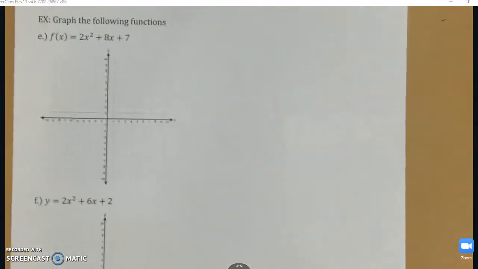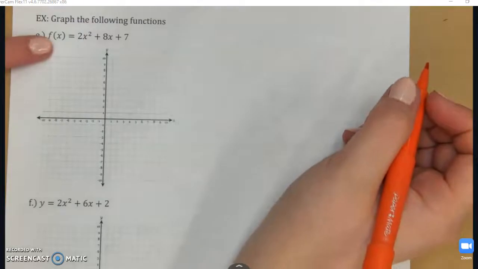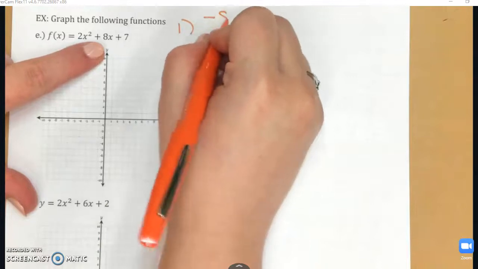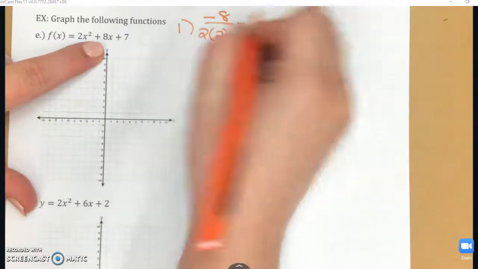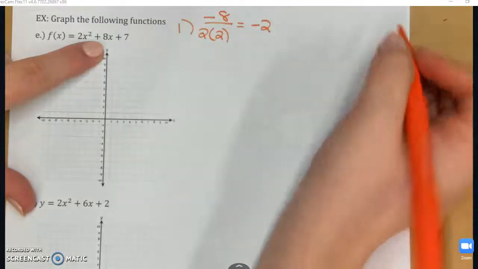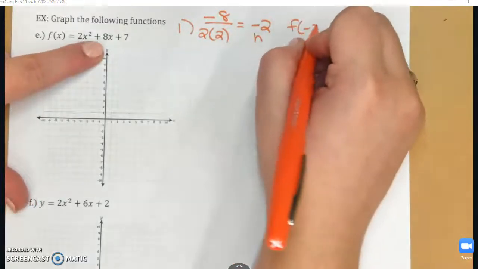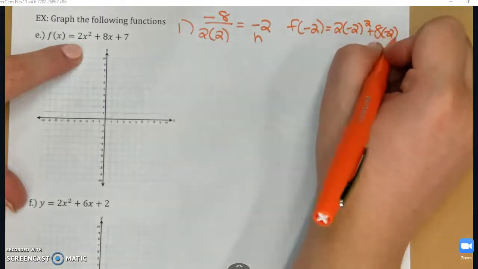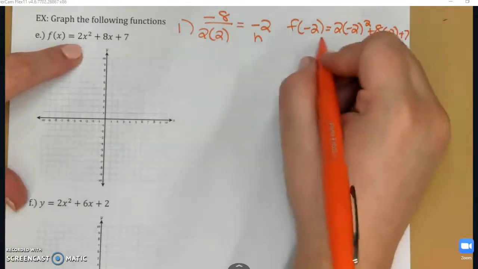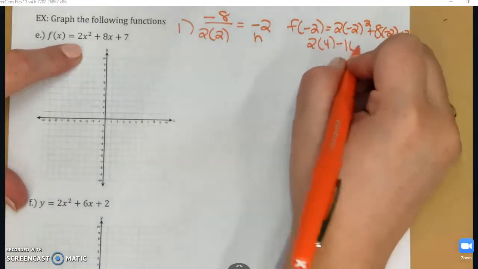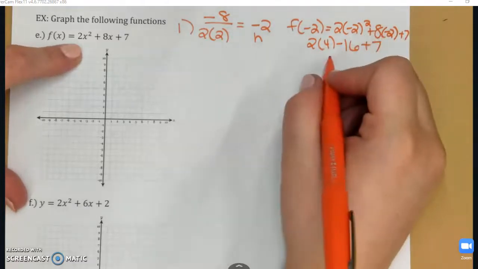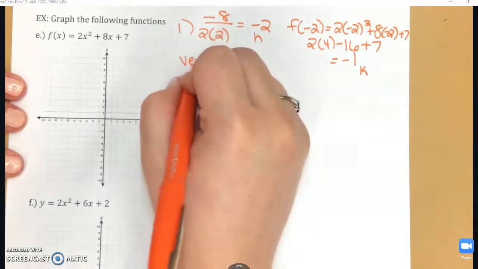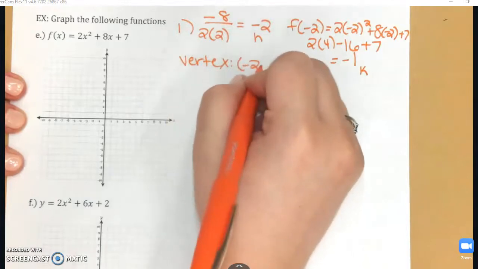So let's practice this first on example E. Number 1 is to find our vertex. This is in standard form, so I have to use my vertex formula. So negative b over 2a. It's going to be negative 8 divided by 4, which is negative 2. So that's h. Now I need to find k by finding f of negative 2. 2 times negative 2 squared plus 8 times negative 2 plus 7. That is going to be 2 times 4 minus 16 plus 7. 8 minus 16 plus 7 is going to be negative 1. So that is k. So my vertex is at negative 2, negative 1.